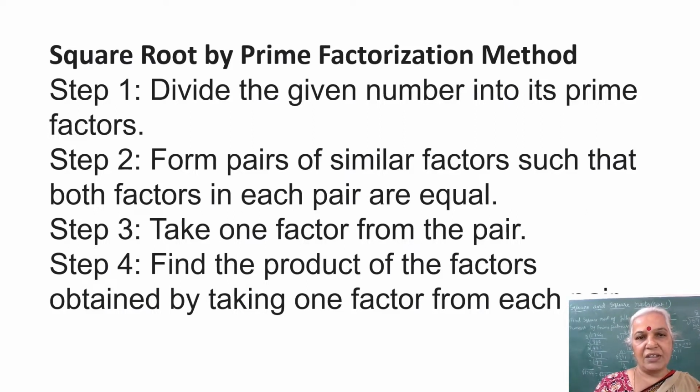That is, first divide the given number into its prime factors. Then form the pair of similar factors such that both factors in each pair are equal. Take one factor from the pair and then find the product of the factors obtained by taking one factor from each pair.